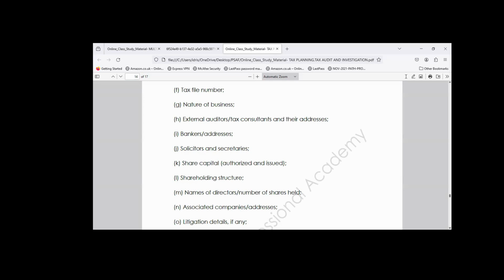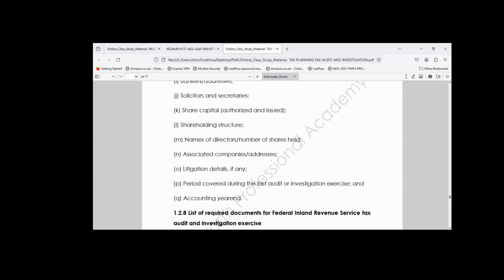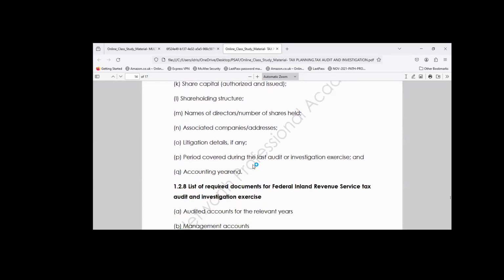the share capital. Do you understand? The shareholding structure, the names of directors, the bankers' addresses, the accounting year end. All these are the tax audit checklist. As a good tax student, you need to know at least 10 tax audit checklist items. After the tax audit checklist, the list of required documents for FIRS tax audit.